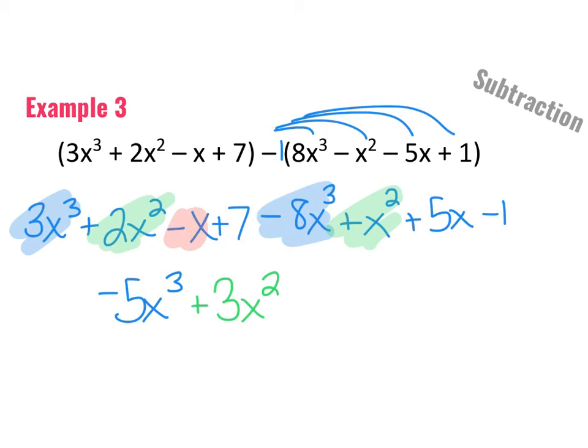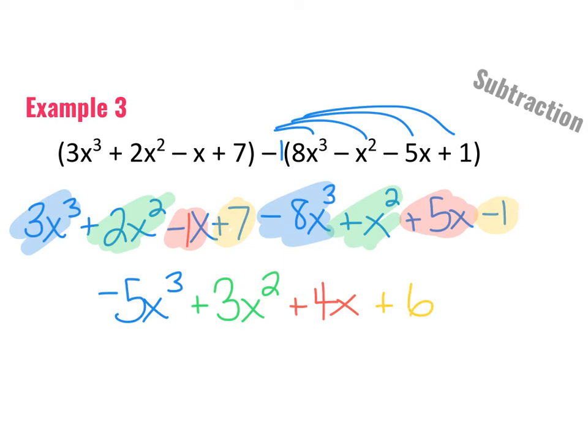I have a negative x plus 5x would be a positive 4x, because the coefficient right here would be negative 1. Negative 1 plus 5 would be 4. On to my constants, I have a positive 7 and negative 1 combines to be positive 6.